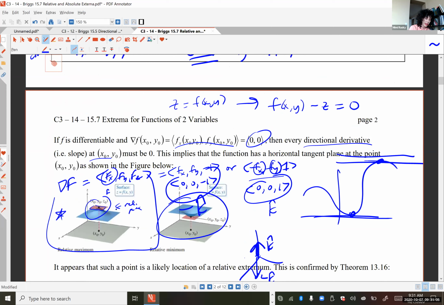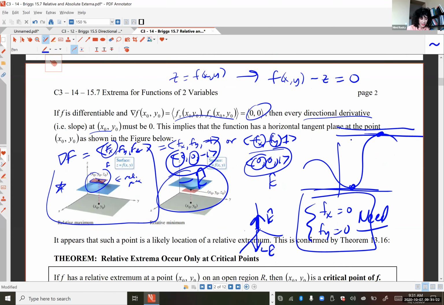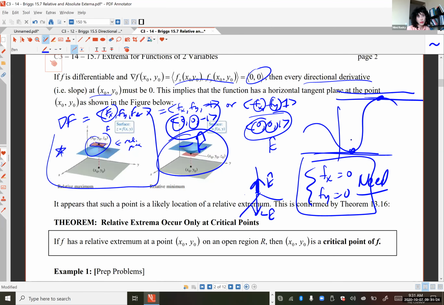But the key point I want you to get is the first two zeros there are your fx and your fy. So when you find one of these critical points, and that's what we're going to be doing in a few examples today, you need both partials, little fx and little fy, to be 0 simultaneously. And that'll give you that horizontal tangent plane.